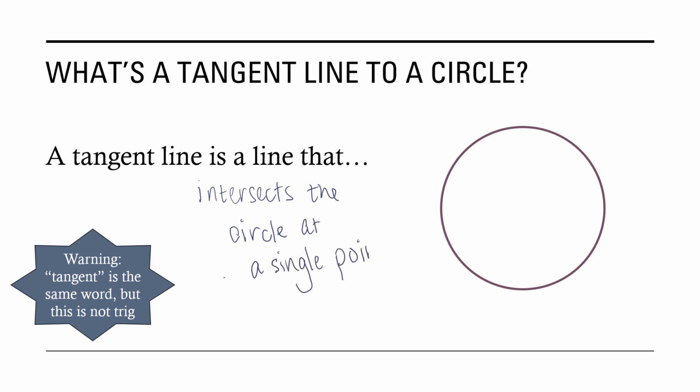In order to be tangent to the circle, the line has to touch at a single point and have just the right slope so that it doesn't accidentally cross again. So that would be the tangent line to the circle. It only touches one time.